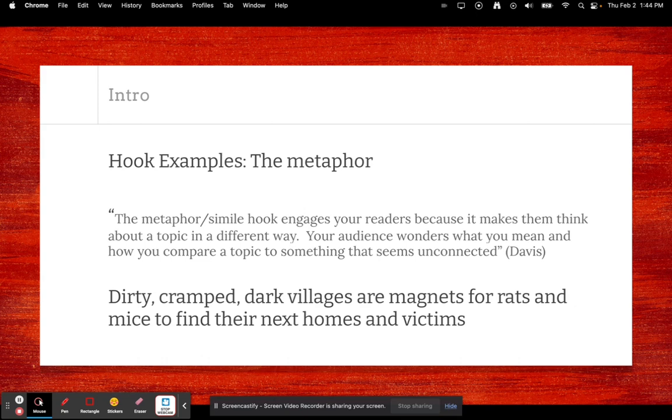And then another one is the metaphor. The metaphor or simile hook engages your readers because it makes them think about a topic in a different way. Your audience wonders what you mean and how you compare a topic to something that seems unconnected. So for example, dirty, cramped, dark villages are magnets for rats and mice to find their next homes and victims. Of course, villages aren't literally magnets. But that metaphor of magnets, of attraction, makes it interesting.